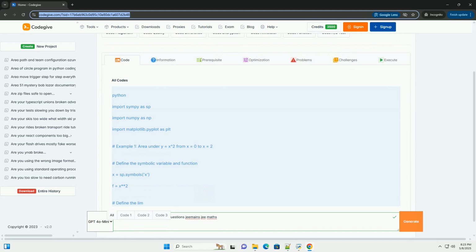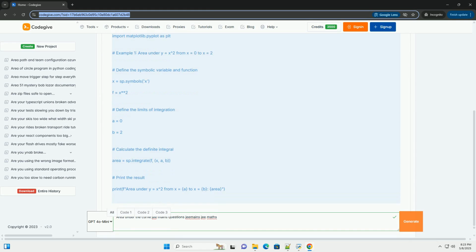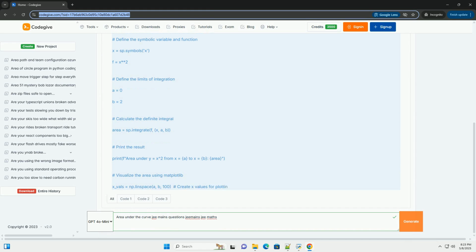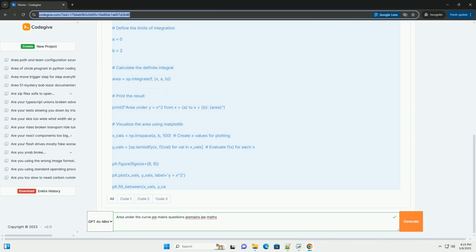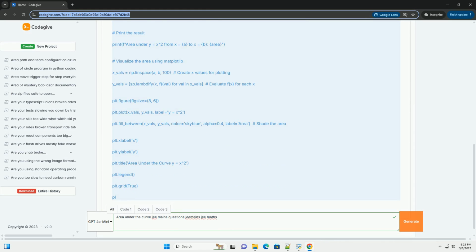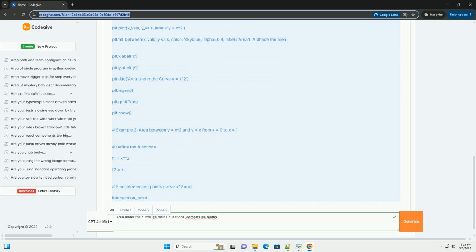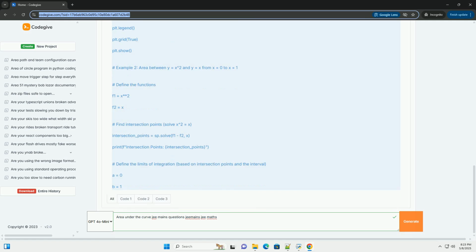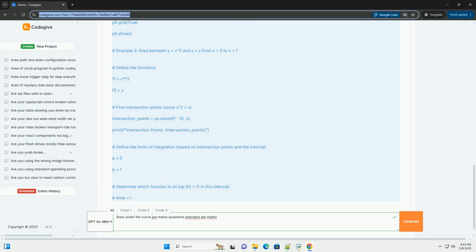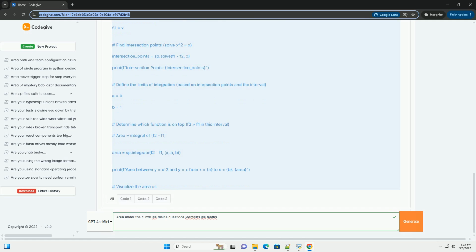Area under the curve, a comprehensive guide for JEE Mains. Area under the curve is a crucial topic for the JEE Mains exam. It tests your understanding of integration, curves, and geometric interpretation of definite integrals. This guide will delve into the concepts, problem-solving strategies, and common pitfalls related to this topic, along with code examples using Python and SymPy to visualize and verify your solutions.